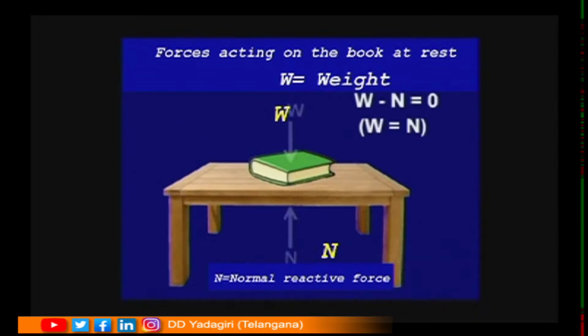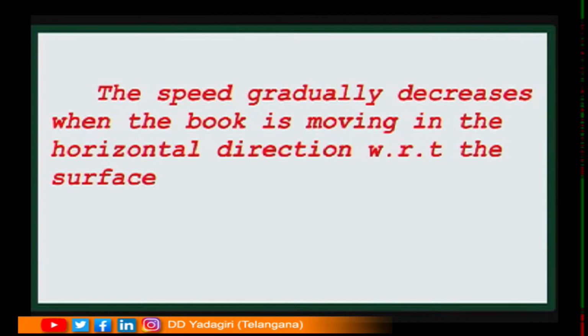Forces acting on the book at rest. W is equal to weight of the book acting in the downward direction, N normal reactive force acting in the upward direction. As there is no resultant force acting in the vertical direction, W minus N is equal to 0, that is W is equal to N. Hence, weight of the book is equal to the normal force, because the book is at rest and resultant force is equal to 0. The speed gradually decreases when the book is moving in the horizontal direction with respect to the surface.